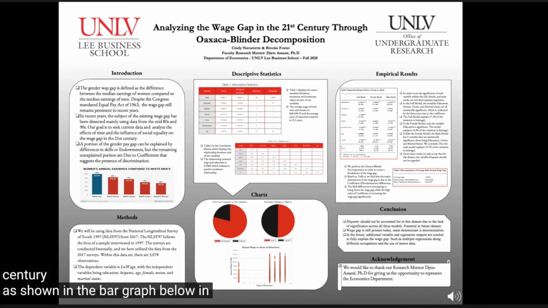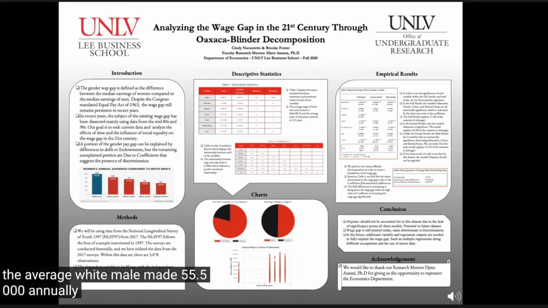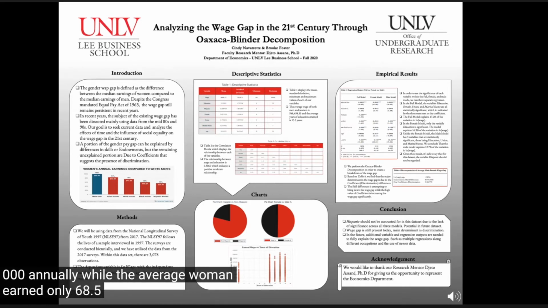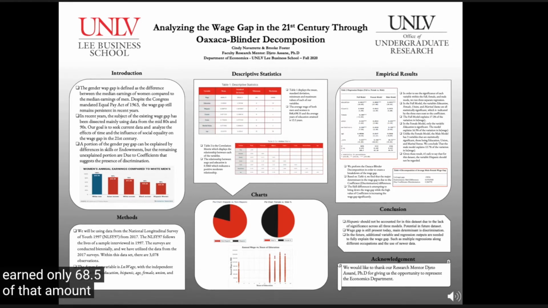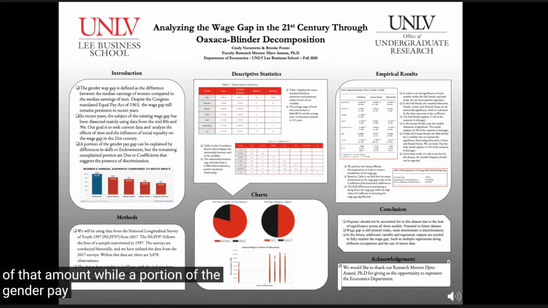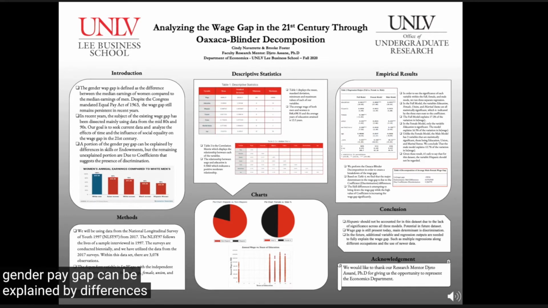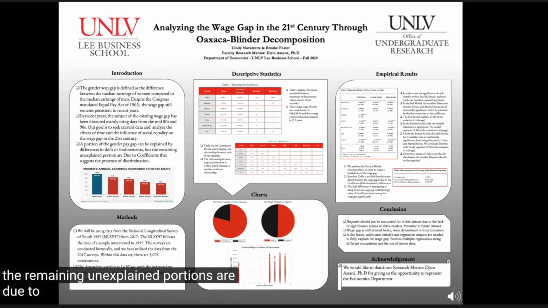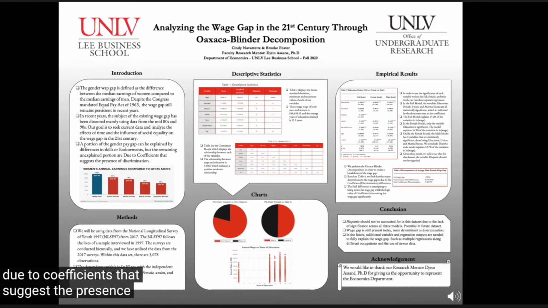As shown in the bar graph below, in the year 2017, the average white male made $55.5 thousand annually, while the average woman earned only 68.5% of that amount. While a portion of the gender pay gap can be explained by differences in skills or endowments, the remaining unexplained portions are due to coefficients that suggest the presence of discrimination.